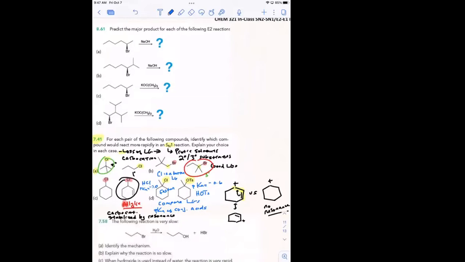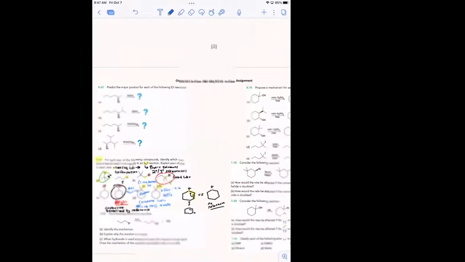If it's a good leaving group, the rate is going to be increased. If it's a bad leaving group, I said this Wednesday, the rate is going to be decreased. If it's a tertiary substrate, it's going to be favored to go through SN1. If it's primary, it's going to be favored to go through SN2. If it's secondary, it can go either way, depending on the solvent. All right. Any questions about that example?